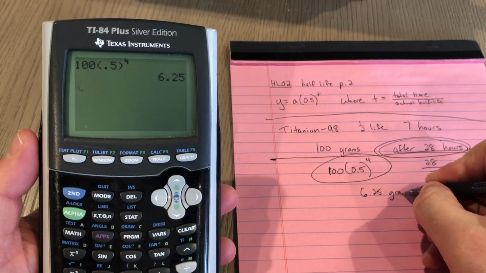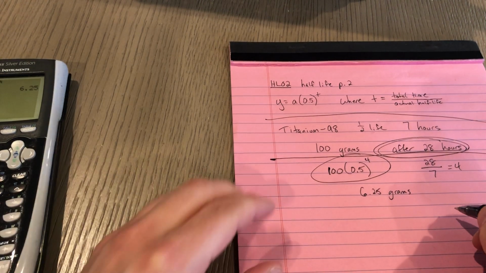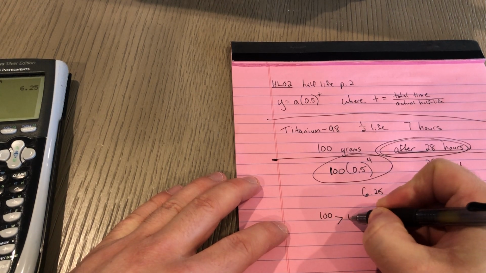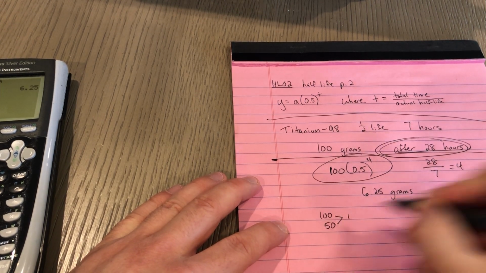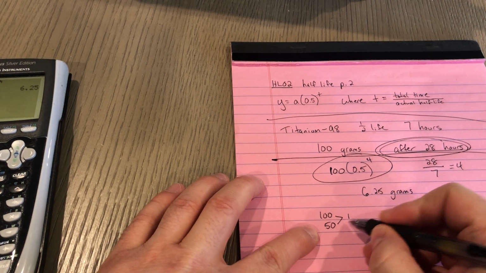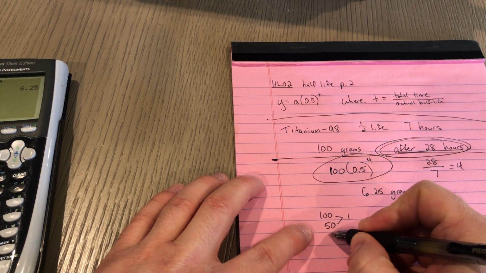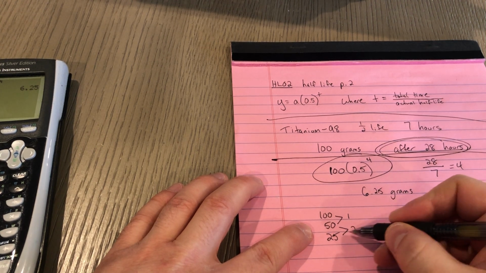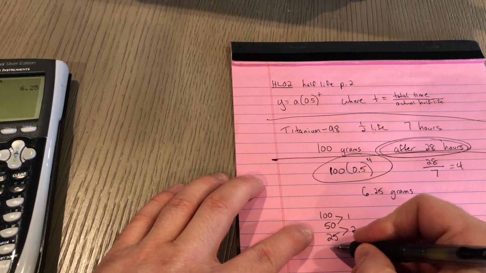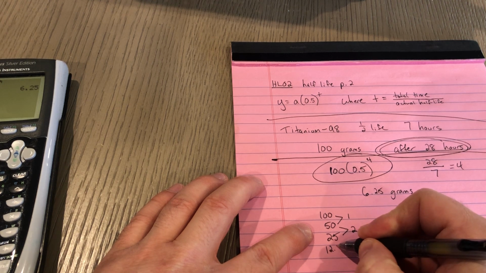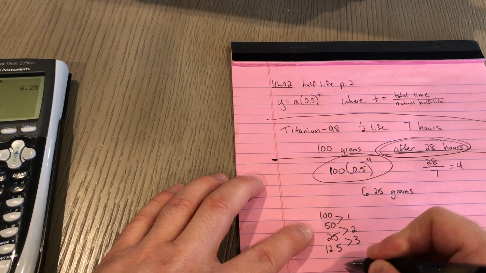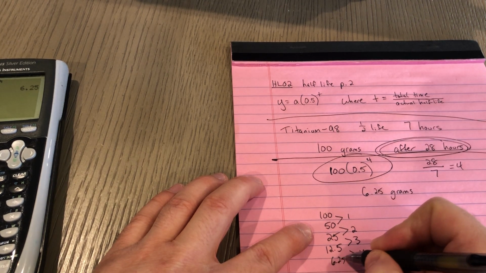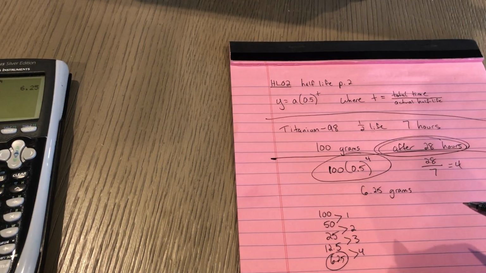Now, I can do this the long way so you can get a little bit more context here. We started with 100. One half-life goes away. That means 50's left. That's one half-life's worth of decay. Another half-life gives me 25. So after 2 half-lives, it gets to 25. 12.5 would be the next half-life. And then the fourth half-life, which is what we wanted, gives us 6.25 left over. Okay, so that's how this works, guys.